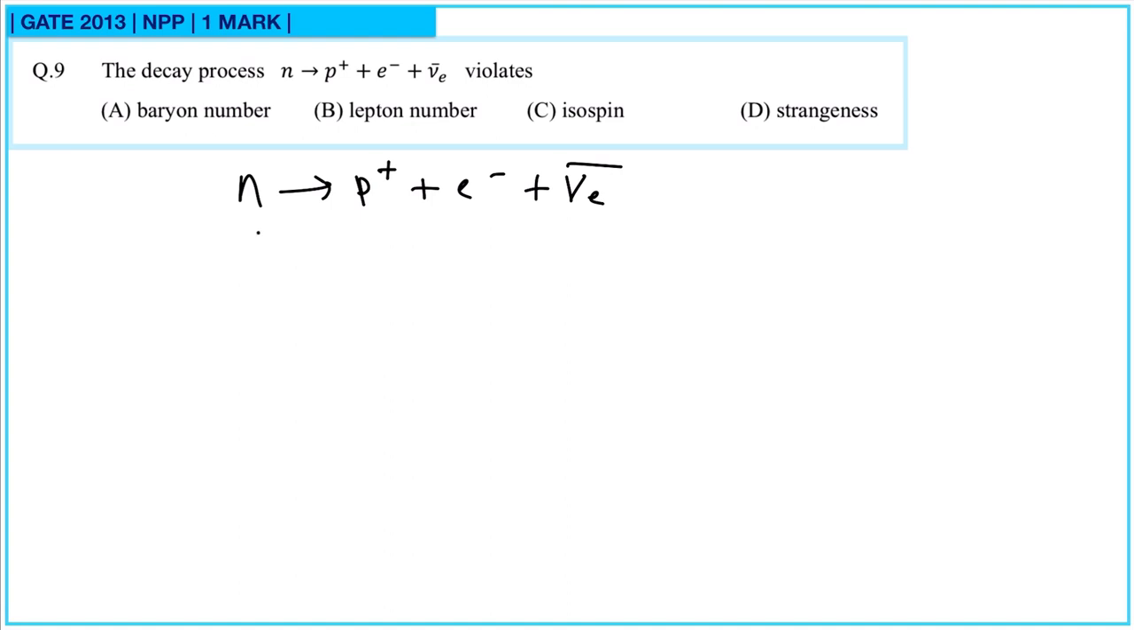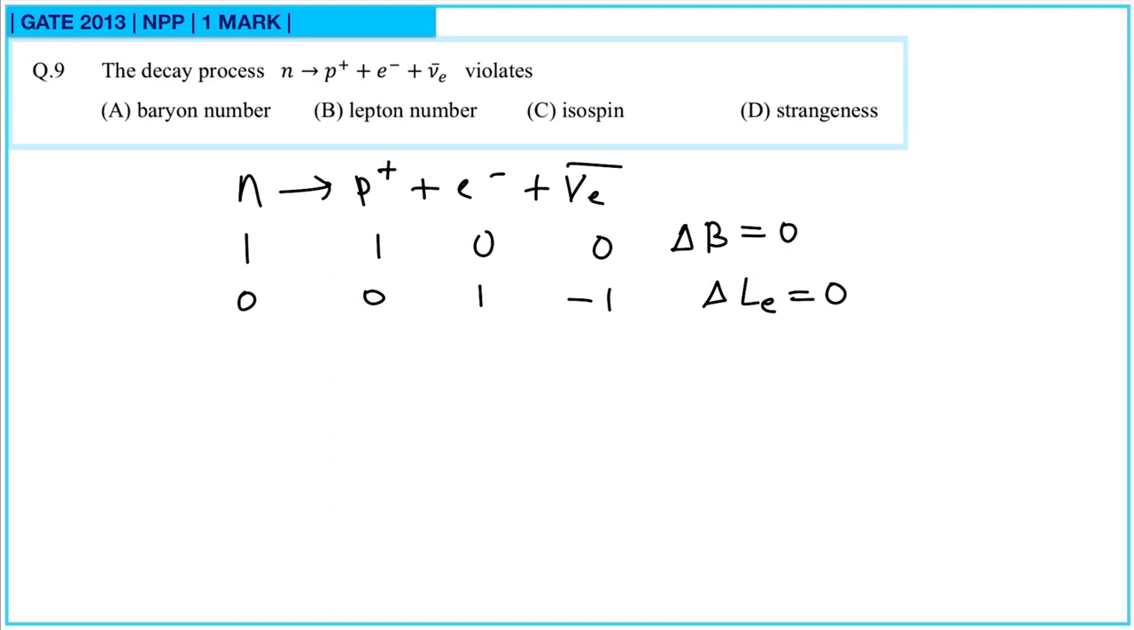So baryon number, this is baryon 0, 0. So baryon number B is conserved. So delta B is equal to 0. So it is conserved. Next we have lepton number. So 0, 0. These are not leptons. This is lepton and minus 1. That means lepton number is also conserved. And both are electrons. So they are conserved here.